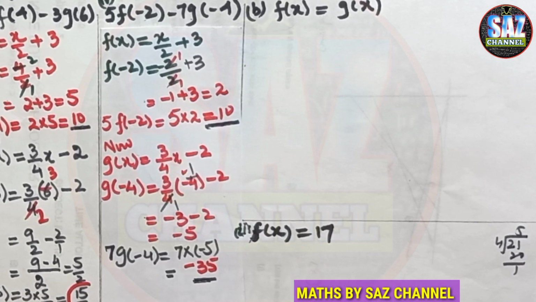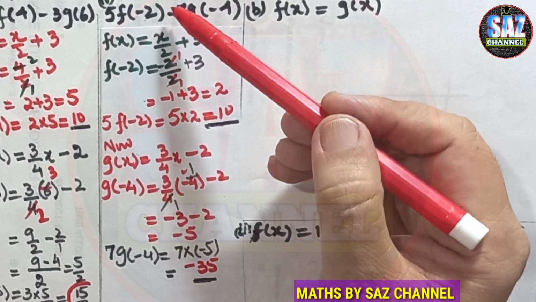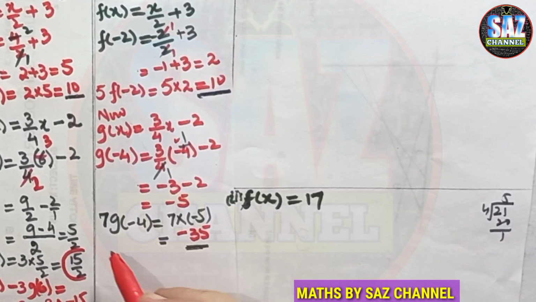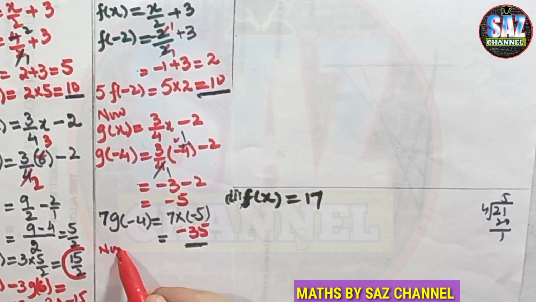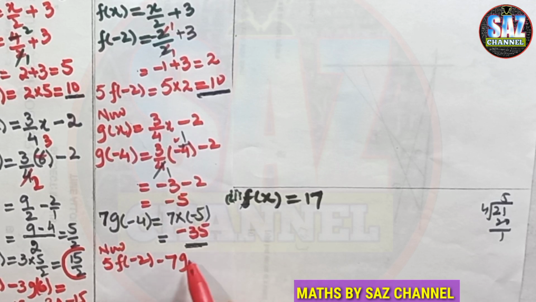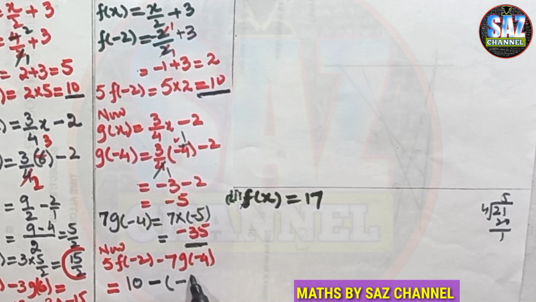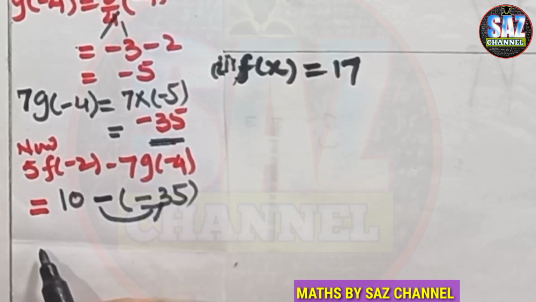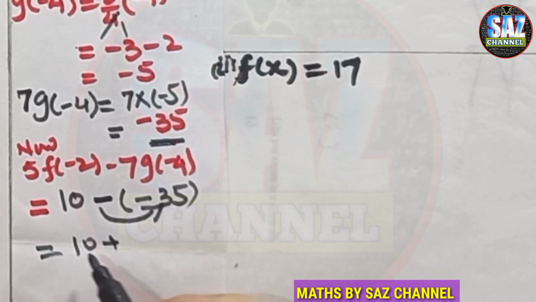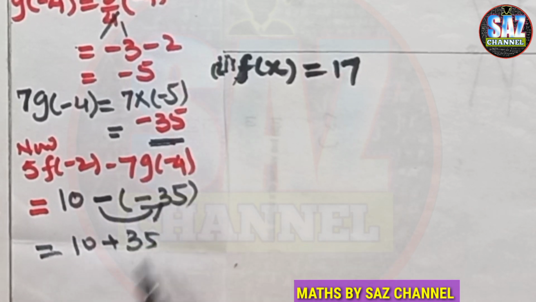And now, if we look at the question, we have to subtract these two values. So we have to write 5f of minus 2 minus 7g of minus 4 will be equal to, the value of 5f of minus 2 is 10, and minus times minus 35. Now minus sign multiplied by minus sign will become positive, and 10 plus 35 will give me 45.